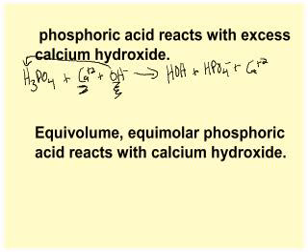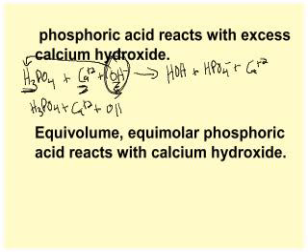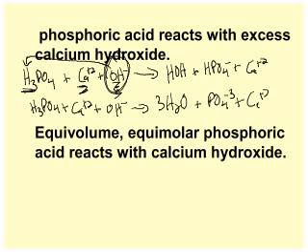But because there's excess calcium hydroxide, that means I have tons of this. So my other hydroxide will react with not one H, but all of them. So H3PO4 plus Ca2+ plus OH- gives me 3 H2Os plus phosphate plus calcium. And then I believe calcium phosphate actually is a precipitate because most phosphates are insoluble.